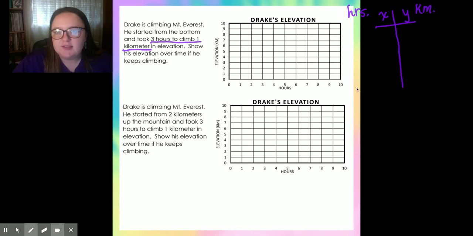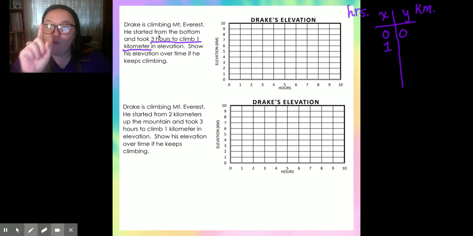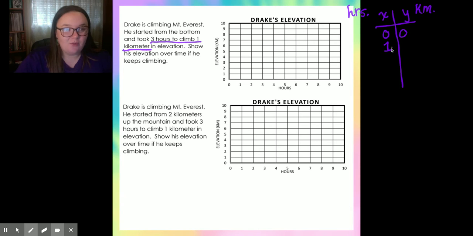So let's talk about this. Read this question again. Drake is climbing Mount Everest. He started from the bottom and took 3 hours to climb 1 kilometer. At 0 hours, how many kilometers did Drake climb? Nothing, right? He started at the bottom. He didn't climb anything. He's at zero. Now after 1 hour, do we know how many kilometers he would have climbed in 1 hour? It says it took 3 hours to climb 1 kilometer. So I don't know how much he did in 1 hour.